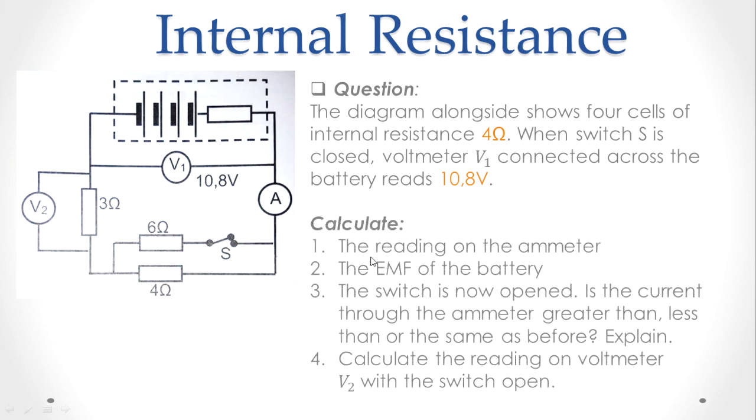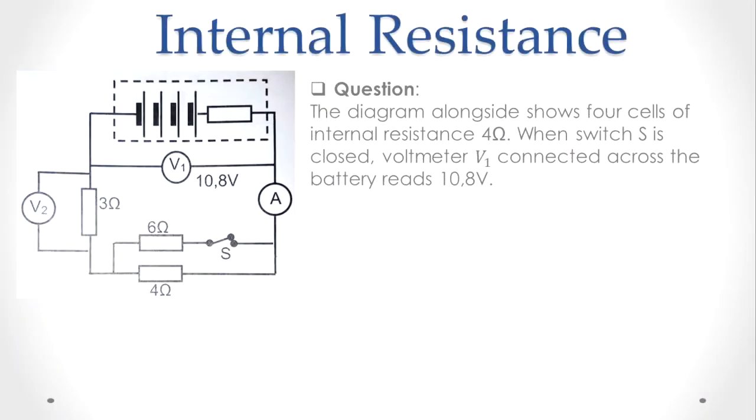So a couple of questions here. First, the reading on the ammeter. Second, the EMF of the battery, which we need to calculate. And thirdly, when the switch is opened, is the current through the ammeter greater than, less than, or the same as before? We need to give an explanation. And the fourth question is to calculate the reading of the voltmeter with the switch open. Alright, so let's have a look at the first question, which is calculating the reading on the ammeter over there.